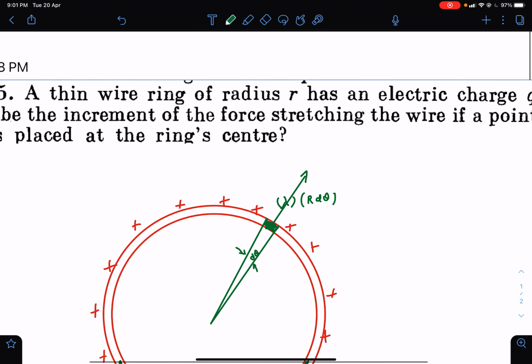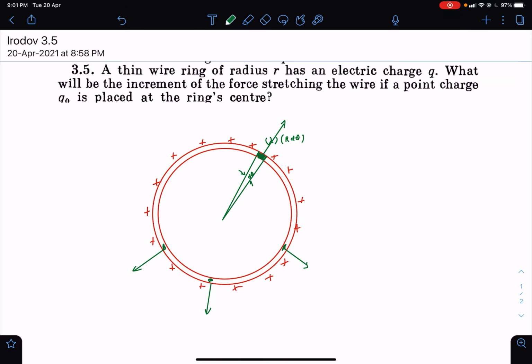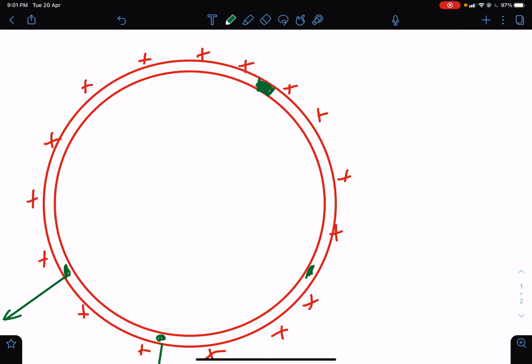Now, what we are doing is putting a point charge q naught at the center. That will further increase the tension, because any charge element now gets some extra repulsion force. Already the element on the circumference is getting repulsion from the remaining charges on the ring. On top of that, we are keeping another charge q naught at the center, which creates extra repulsion on this element. An extra tension is required to cancel out that extra repulsion, so that the increase in radius doesn't happen.